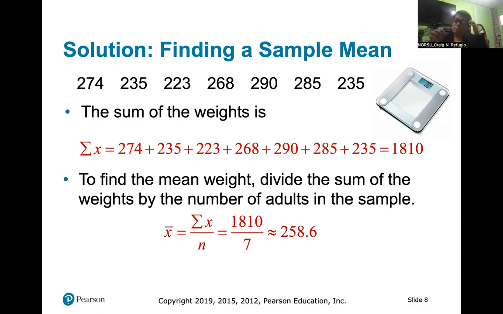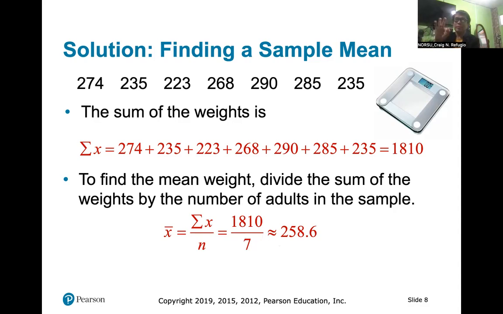258.6. So take note that when you divide and the quotient is not exact, you are not going to use an equality sign. But this kind of symbol in here is what we call approximation. When we say approximation, with this kind of symbol, it means the value is rounded off, 258.6 up to 1 decimal place. So what does it mean when we say x bar, or the sample mean, is 258.6 approximately?